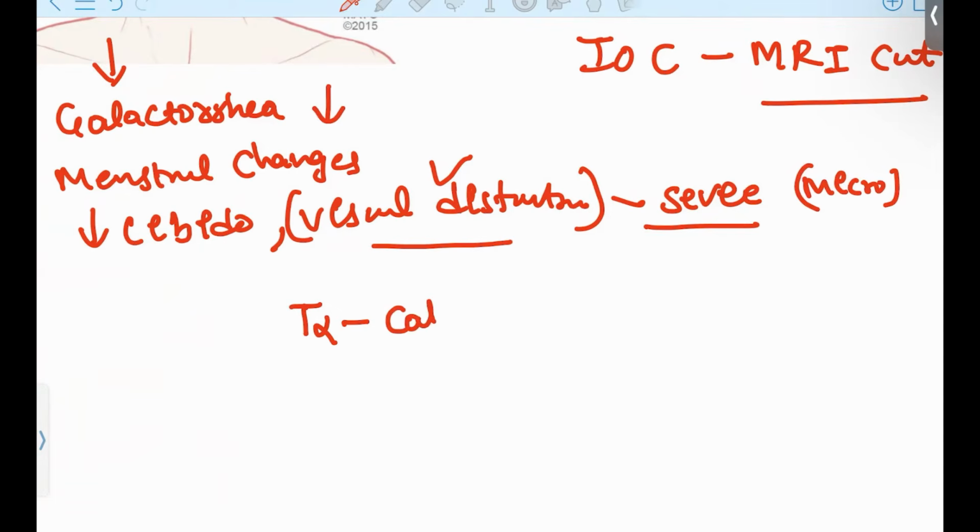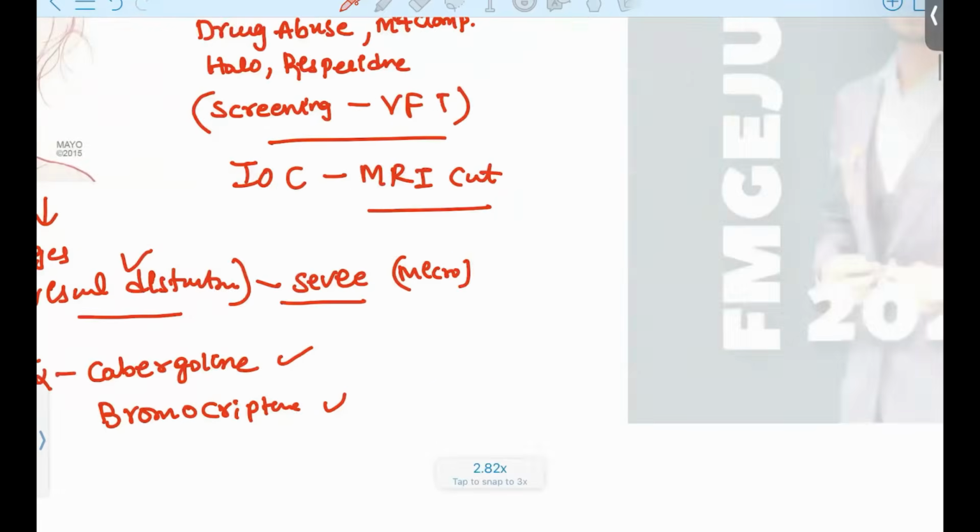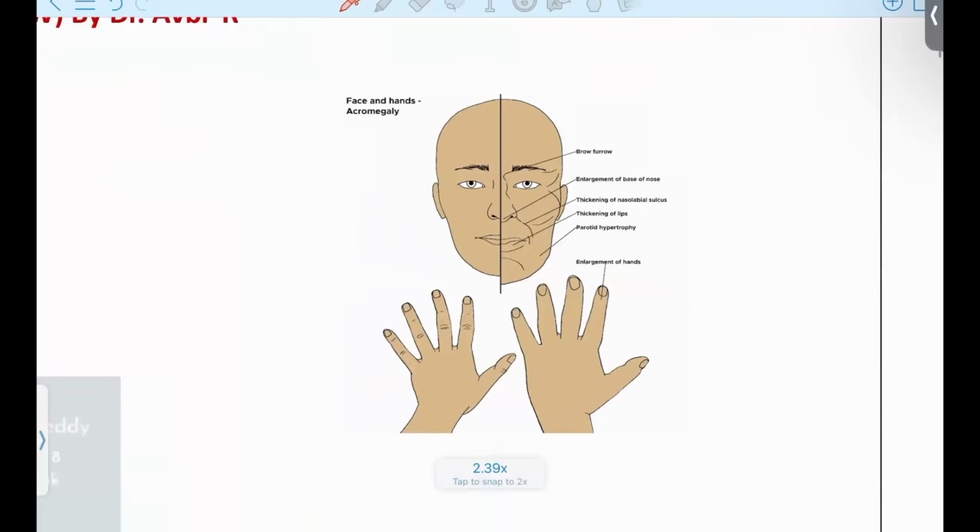So cabergoline is the drug of choice for this patient. And those who are pregnant, you can start the patients on bromocriptine. Okay, these are the two choices that we can give for this patient. And next, moving on to the next disease, that is your acromegaly.